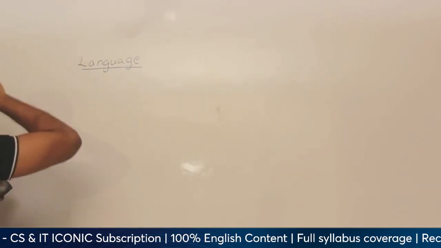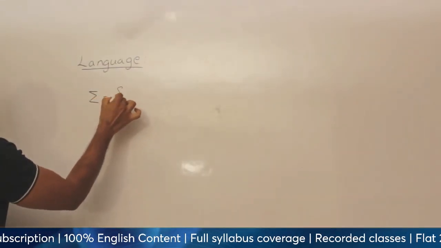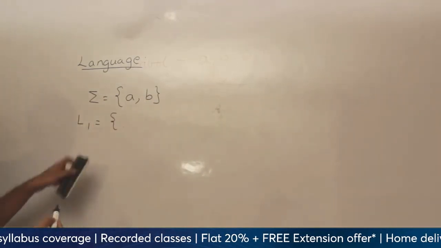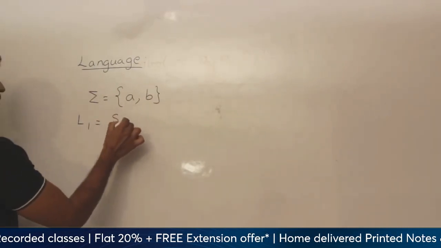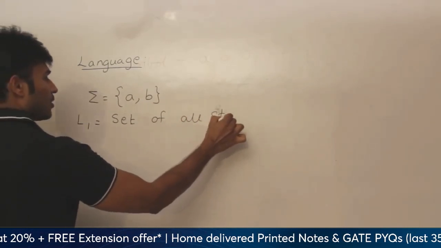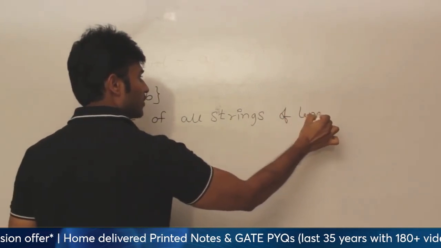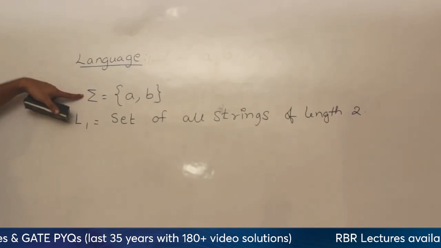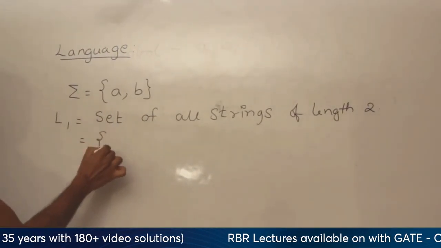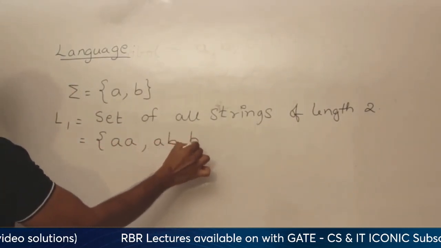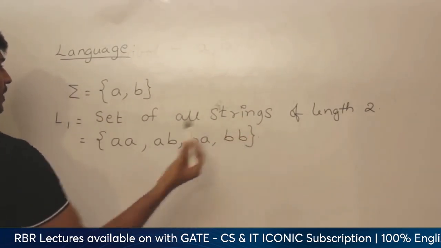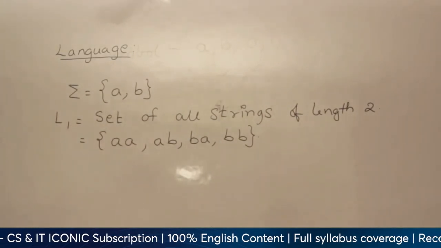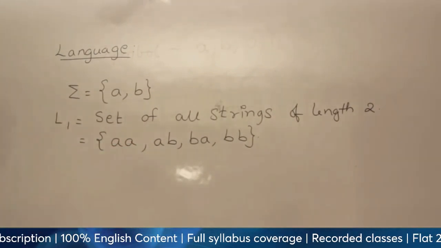So for example, let us say sigma equal to A comma B. Then languages can be defined like this. Language L1 equal to the set of all strings of length 2. So using this alphabet sigma, what is the set of all strings of length 2 we can form? Definitely the set is going to be AA, AB, BA, BB. And in fact, this set is a finite set. So I can call L1 a finite language.